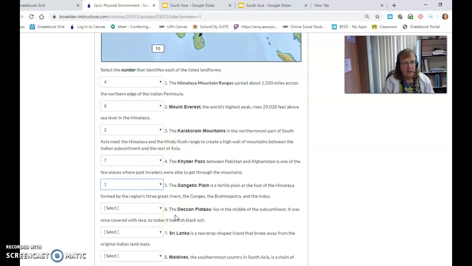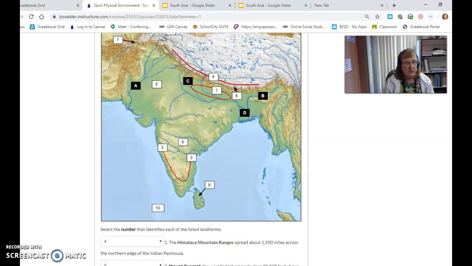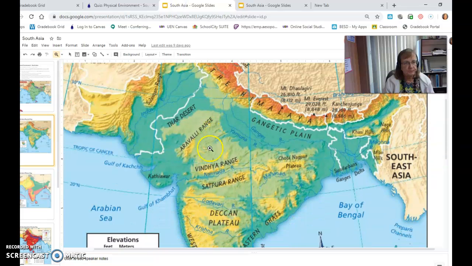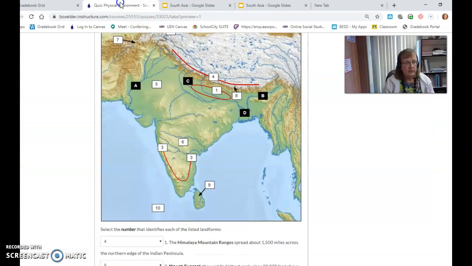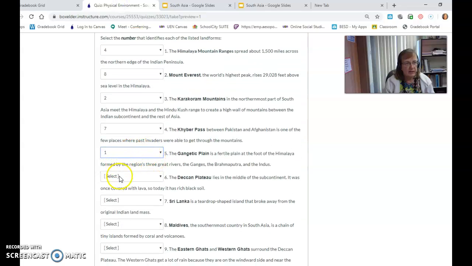The Deccan Plateau lies in the middle of the subcontinent. It was once covered with lava, so today it has rich black soil. So we're looking for something in the middle. I would guess it would be 6, but let's double check it. Oh, the Deccan Plateau right there in the middle. So back to here, and 6 is correct.